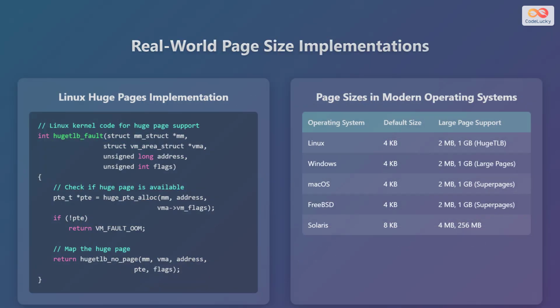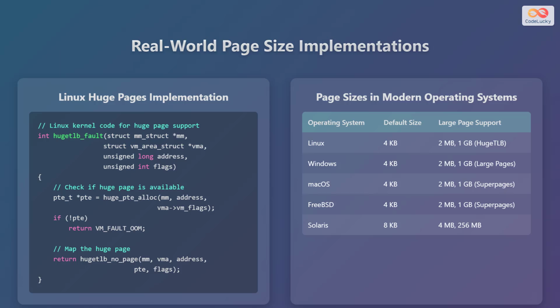Let's consider real-world page size implementations, looking at how different operating systems handle page sizes. Here's a snippet of the Linux kernel code for huge page support, specifically the huge translation look-aside buffer fault function. This code checks if a huge page is available and maps it if it is. Now let's examine a table of page sizes in modern operating systems. For Linux, the default size is 4 kilobytes with large page support for 2 megabytes and 1 gigabyte, which are called huge translation look-aside buffers.